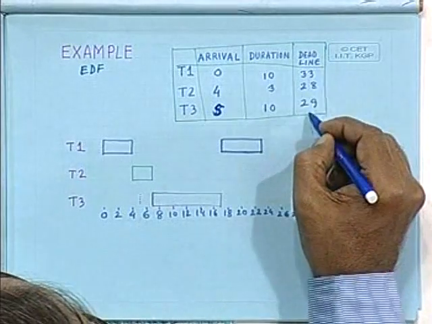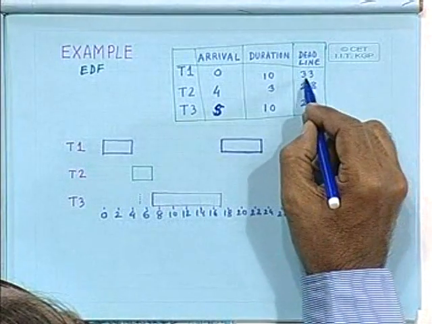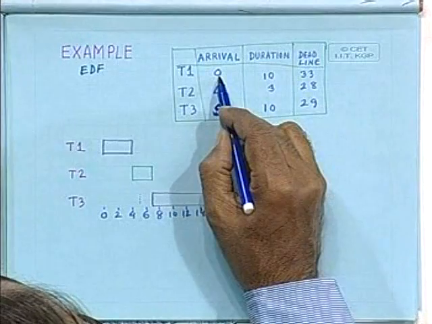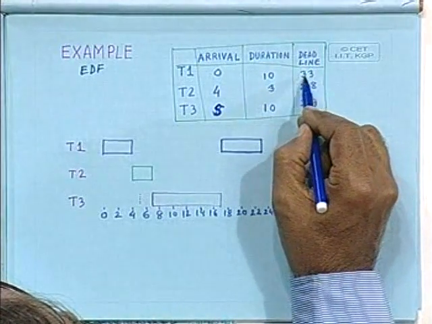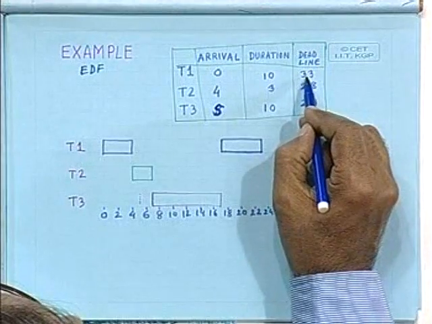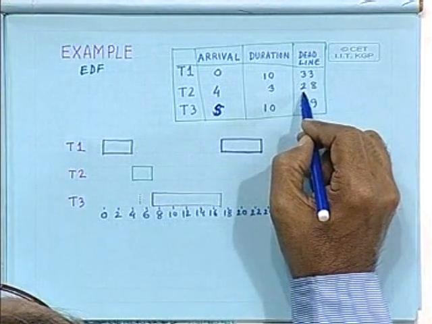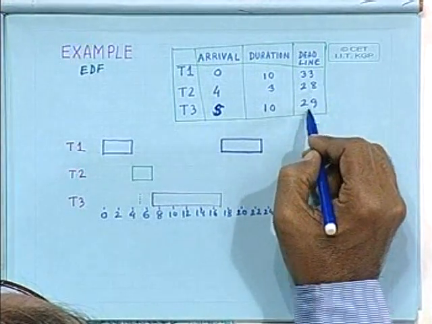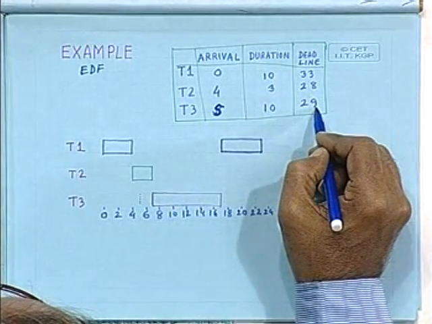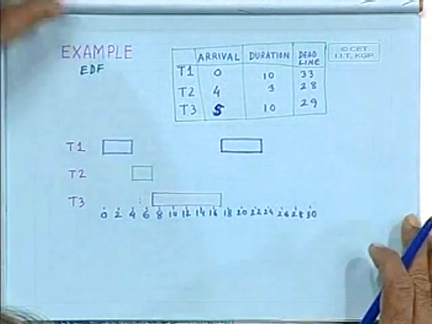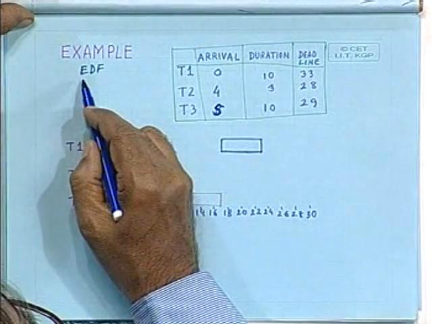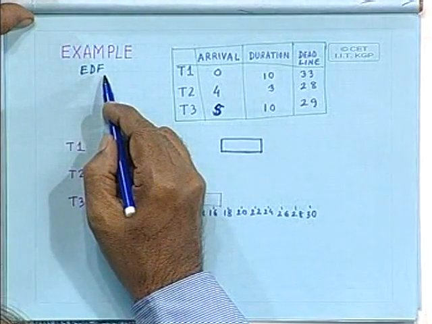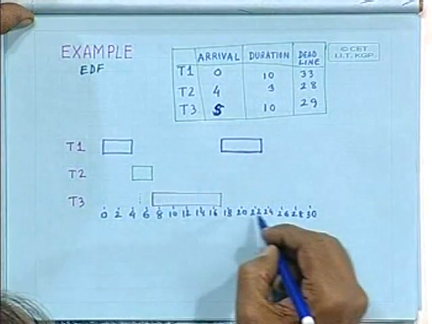And here are the deadline times. These are the absolute deadline times: 33 time units, 28 time units and 29 time units. So here a task scheduling algorithm based on earliest deadline first is shown, and how the scheduling occurs is explained here.